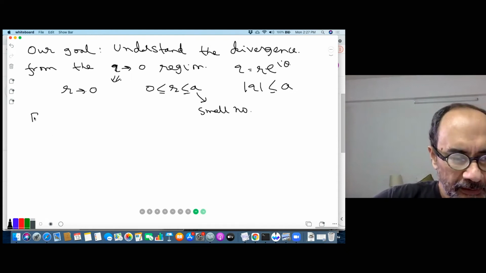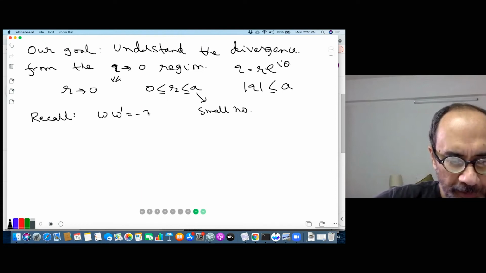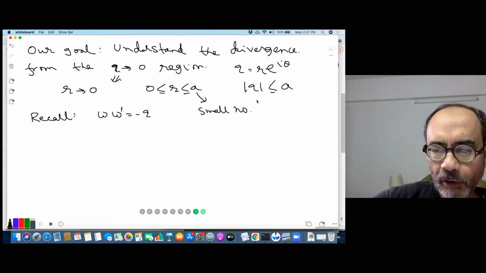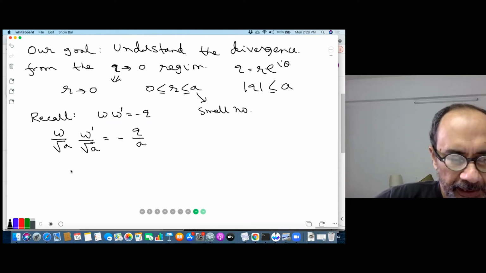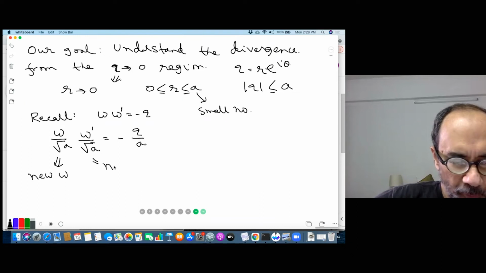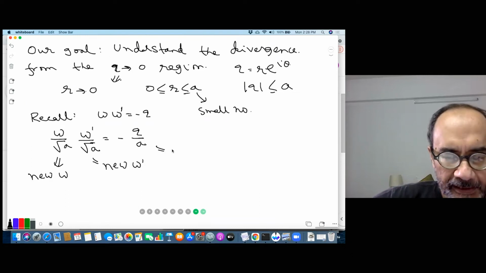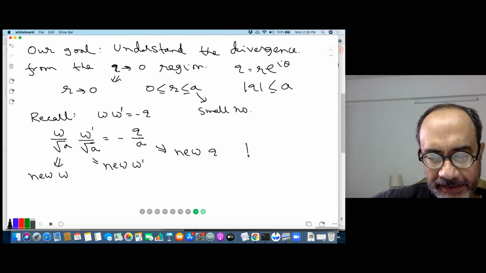So you recall that q was introduced through this plumbing fixture relation, w prime equal to minus q. If you want to restrict to this region, what we can do is the following. We write this as w over root a, w prime over square root of a, equal to minus q over a. And now we call this our new coordinate system: this is new w, this is new w prime, and this is our new q. With this, we can just restrict to mod q less than or equal to 1. So that's standardized.